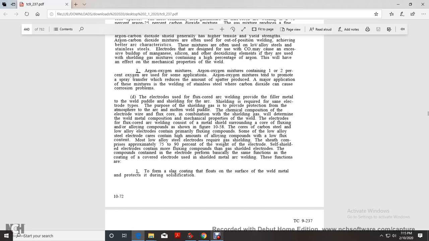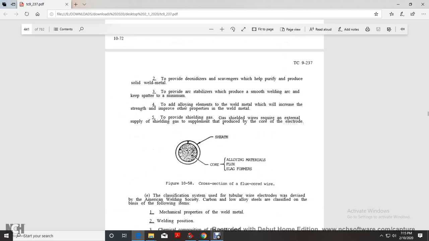The compounds contained in the electrode perform basically the same functions as the coating on a covered electrode in shielded metal arc welding. These functions are: first, to form a slag coating that floats to the surface of the weld metal and protects it during solidification. Second, to provide deoxidizers and scavengers that help purify and produce solid weld metal. Third, to provide arc stabilizers that give a smooth welding arc and keep spatter to a minimum. Fourth, to add alloying elements that increase the strength and improve other properties of the weld metal.